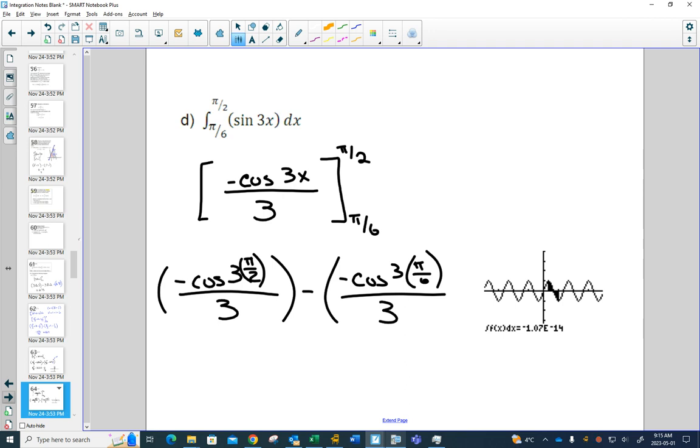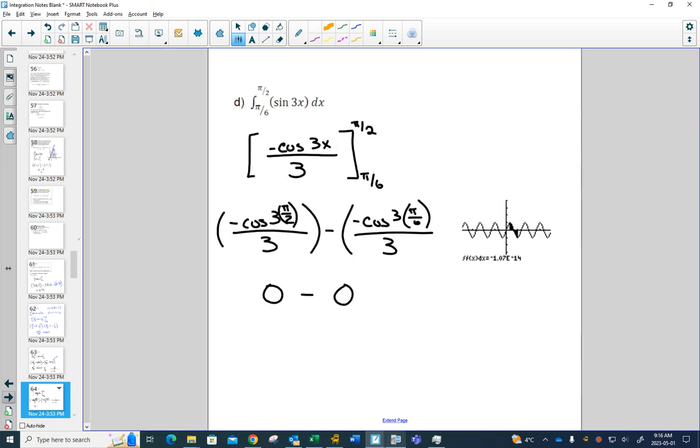So on our pi plate, we'll have 3 pi over 2. Cos of 3 pi over 2, cos is your x coordinate, it's 0. Beautiful. Minus. Plug this in, it simplifies to pi over 2, which is also 0. Take out your calculator.